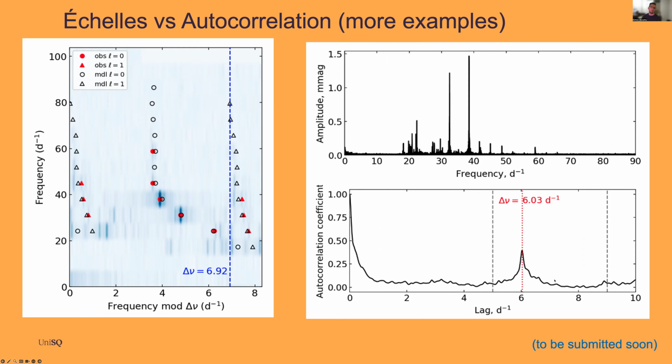It is important to get delta nu right. The echelle method is the best one we have, but it is still fallible and there is still a small bias. If you want to know more, the paper will be submitted pretty soon.